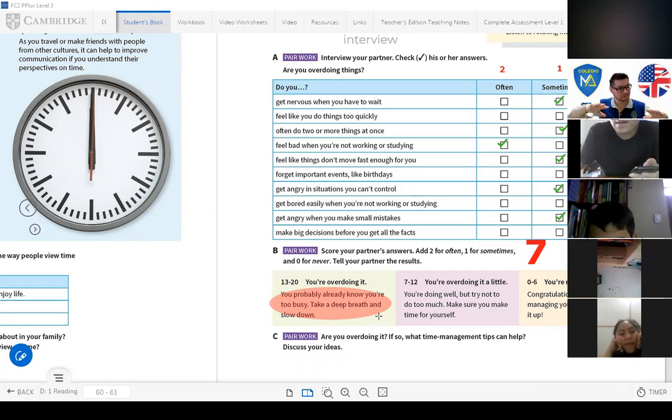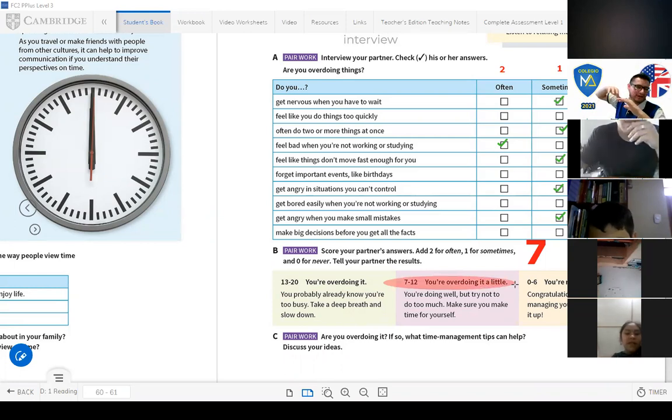And slow down. Try to take your time, okay? If you are 7 to 12, oh, that's my case, okay? Yeah, 7 to 12. You are overdoing it a little. Oh, yeah. Estoy un poquito, ¿ya? Demasiado, no tanto. Kind of, un poco sobreagitado, un poco sobreocupado, right? Here says, you're doing well, but try not to do much. Trata de no abarcar demasiado, ¿no? Make sure you make the time for yourself. Hay que hacer el tiempo, un poco de tiempo también para nosotros mismos, ¿no?